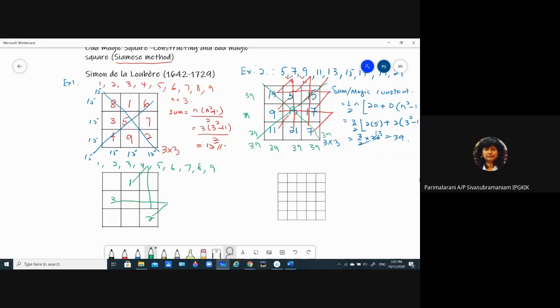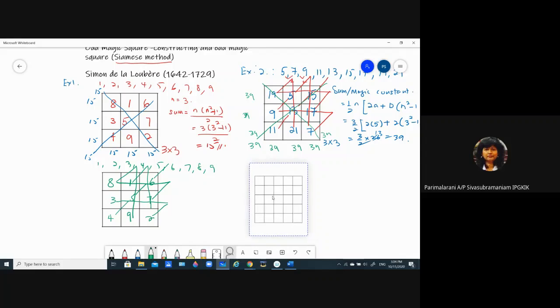3, you want to go up here, but there's already a number, cannot. So you put under 3, 4. 4, go up, 5, go up, 6. 6, go up, nothing there, cannot go both sides. So put under 6, 7. 7, go up, nothing, go right to the end, 8. 8, go up, nothing, come straight down, 9. Okay? So this is another example that we're going to do.